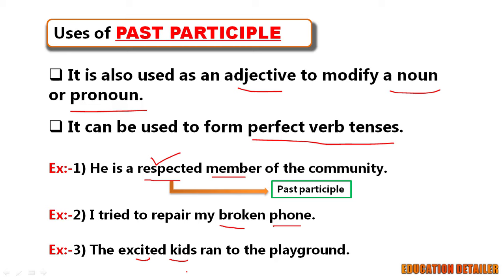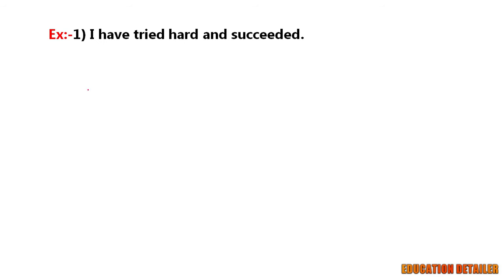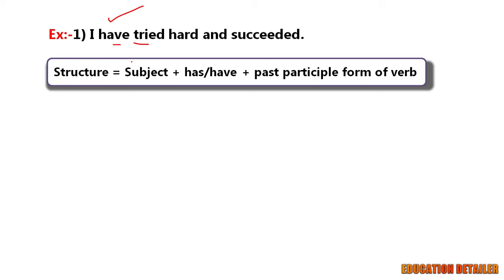Now, one more use is, as I said earlier, that it can also be used to form perfect verb tenses like present perfect, past perfect, and future perfect. I have tried hard and succeeded. Here, tried is the past participle form of the main verb try, and the helping verb have is used before it. Remember, has, have, and had are used to form verb tenses. Here, it is used as present perfect tense. Note down the structure of present perfect: subject plus has or have plus the past participle form of the verb.